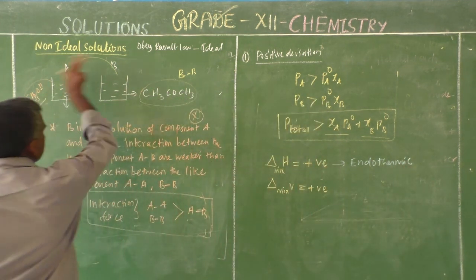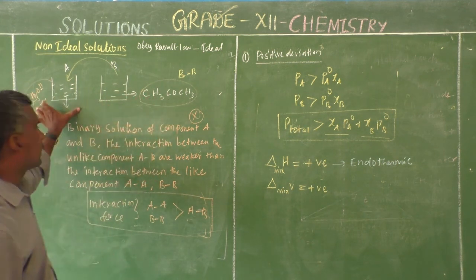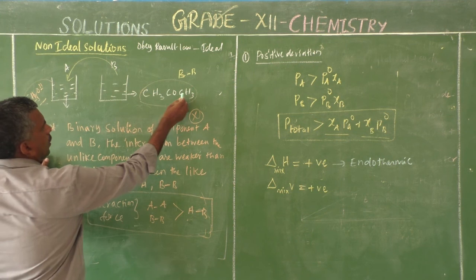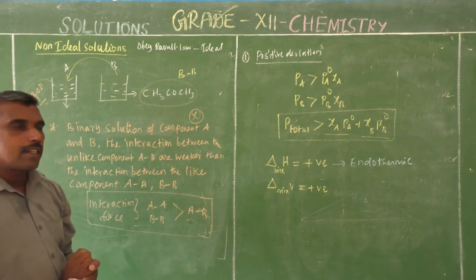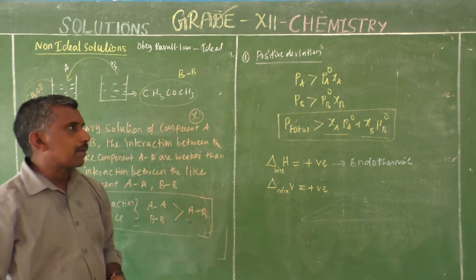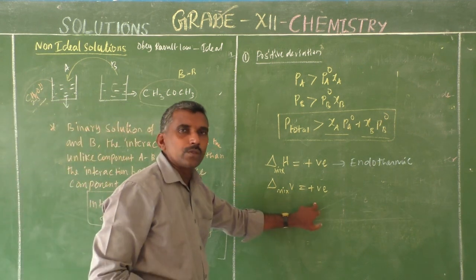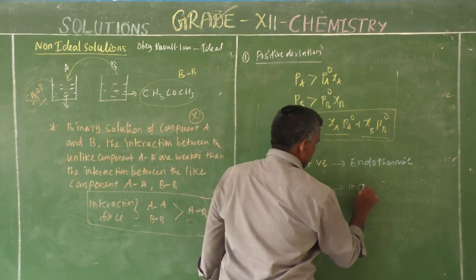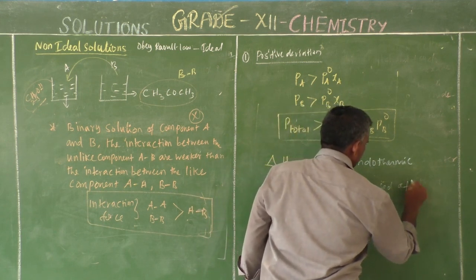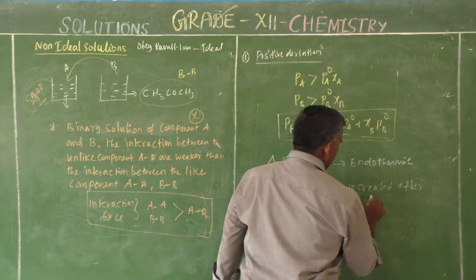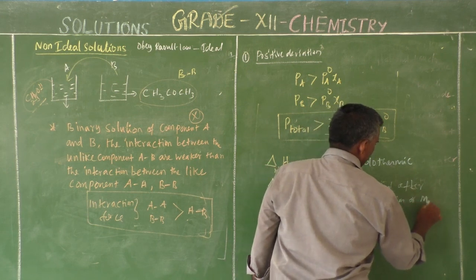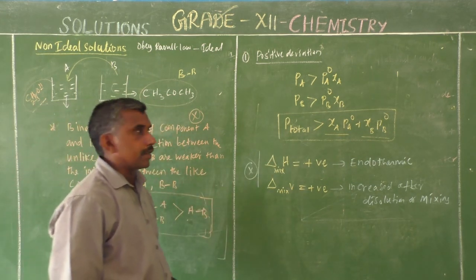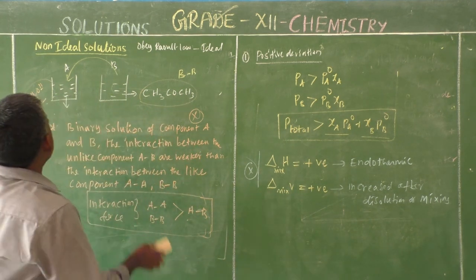When these two solutions, acetone and ethanol, are mixing in a positive deviation solution, it is endothermic, which means the surrounding temperature is absorbed. This is known as an endothermic process. So in this non-ideal solution the volume is also positive, that is, increasing. Delta V positive means volume increases after dissolution or mixing. This is very important for positive deviation. That's all. This is positive deviation. Next is negative deviation.